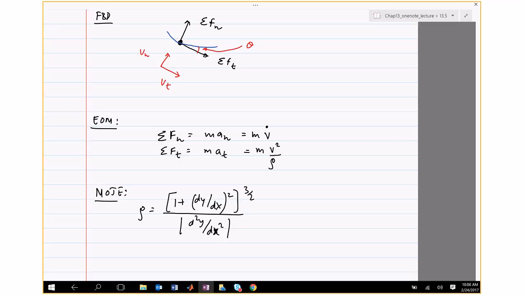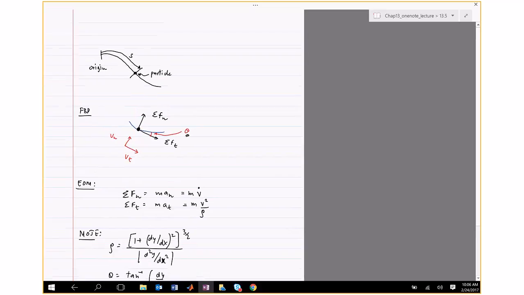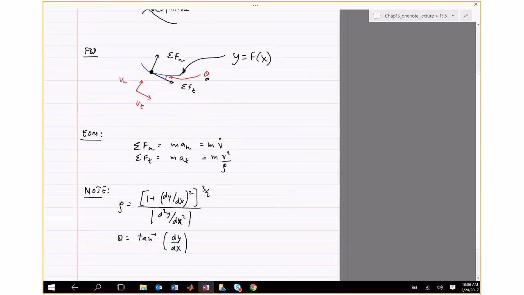It's never negative. And the theta, which I put down over here, is simply tangent inverse of dy by dx. Okay, so again, what you know is that this curve is y equals f of x, and once you know that, you can then find the equations of motion, but you have to find rho and theta. Theta would be needed if you want to resolve the forces in the normal and tangential direction. Yeah. So is the tangential acceleration equal to v dot, and the normal acceleration equal to v squared over rho?